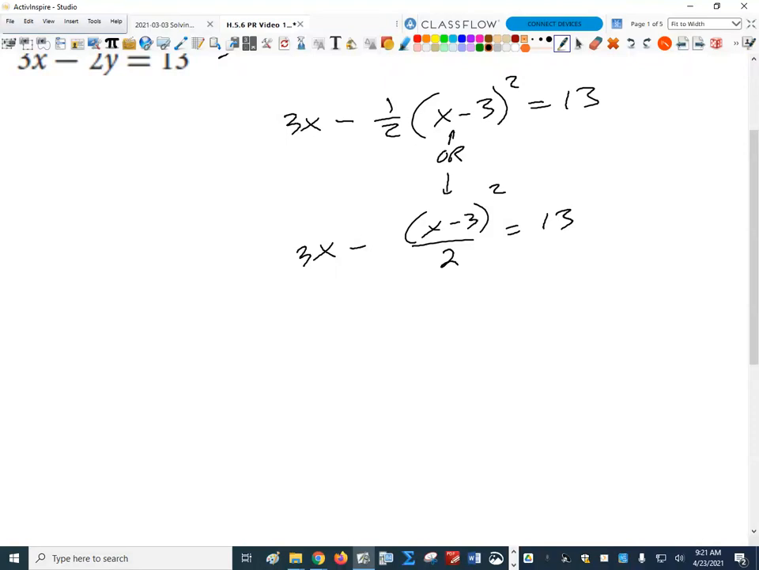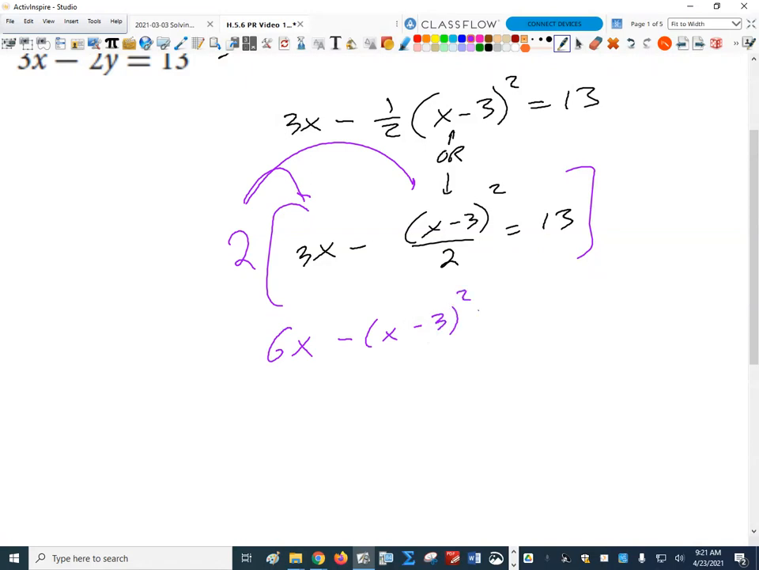And what's going to happen if I distribute a 2 through? Let's just use this bottom one down here. Not that it matters. Either one of these would be fine. If I distribute a 2 through there, what am I going to get? Okay, so I'm going to get a 6x when I go there. What about there? Okay, minus the quantity x minus 3 squared equals 26. Okay, good.